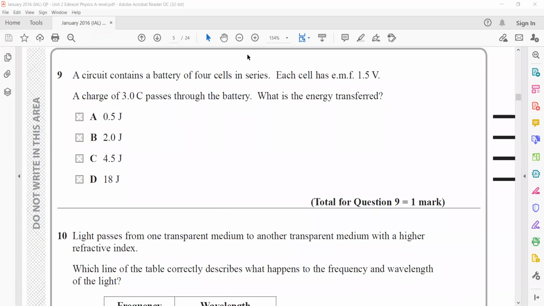Question 9, a circuit contains a battery of 4 cells in series. EMF of each cell is 1.5. A charge of 3 coulomb passes through the battery. What is the energy transferred? So we have the formula: voltage is work done per unit charge, or energy divided by charge. The total voltage, 1.5 multiplied by 4, is equal to 6. Energy we don't know, and the charge is 3. So 3 multiplied by 6 is equal to 18 joules.